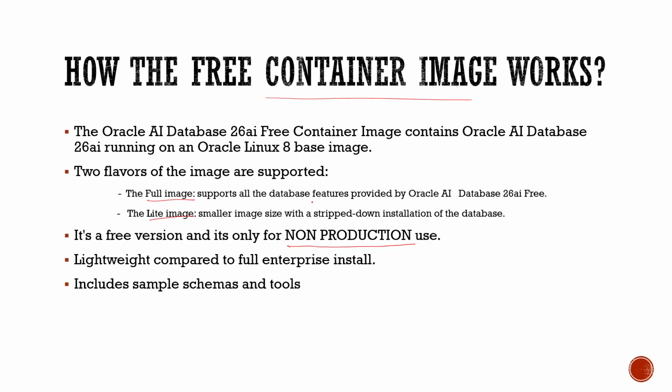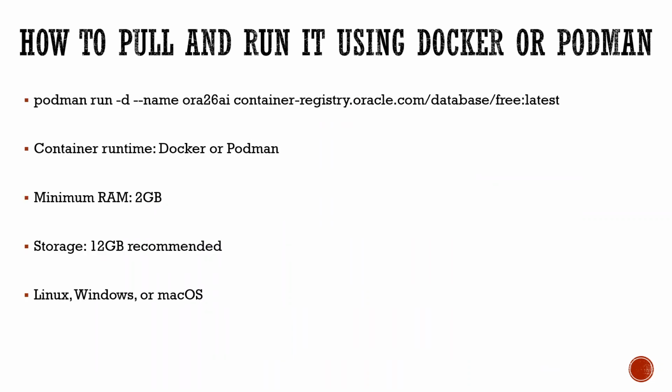The full image supports all the database features provided by Oracle AI Database 26ai. The small version is a stripped down installation of the database. In case you don't want all the features and just want to try a few features, you can make use of this stripped down installation. It is lightweight compared to the full enterprise installation, and it comes with sample schemas. As I told, you can install it using Podman or Docker.